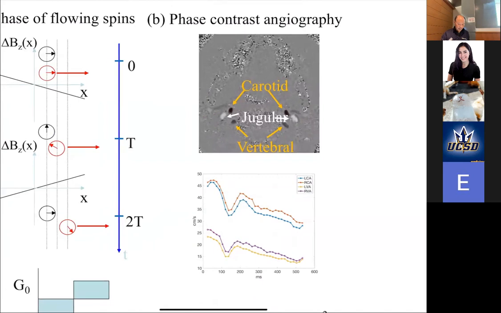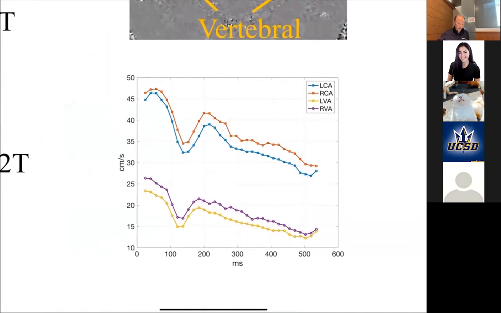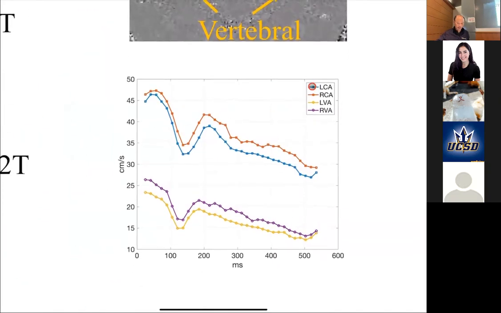Then you can also do that during the cardiac cycle. This is plotting the left carotid and the right carotid as a function of time during the cardiac cycle. You can see here it goes up to 45 centimeters per second, whereas in the vertebrals it's only about 25 centimeters per second.